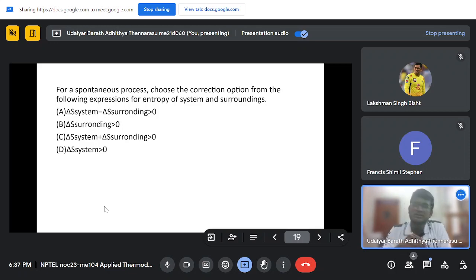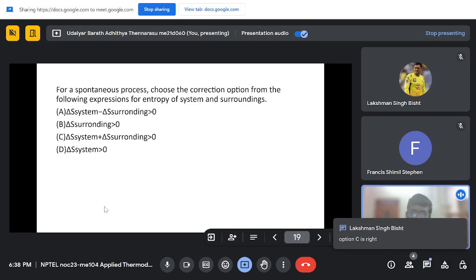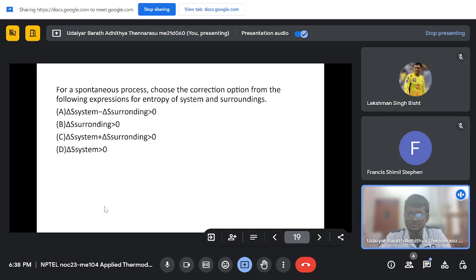For a spontaneous process, choose the correct option from the following expressions for entropy of system and surroundings. You have four expressions: the difference between system and surroundings entropy change greater than zero; the surroundings entropy change greater than zero; system plus surroundings entropy change greater than zero; and the system entropy change greater than zero. This is for a spontaneous process. The answer is option C.